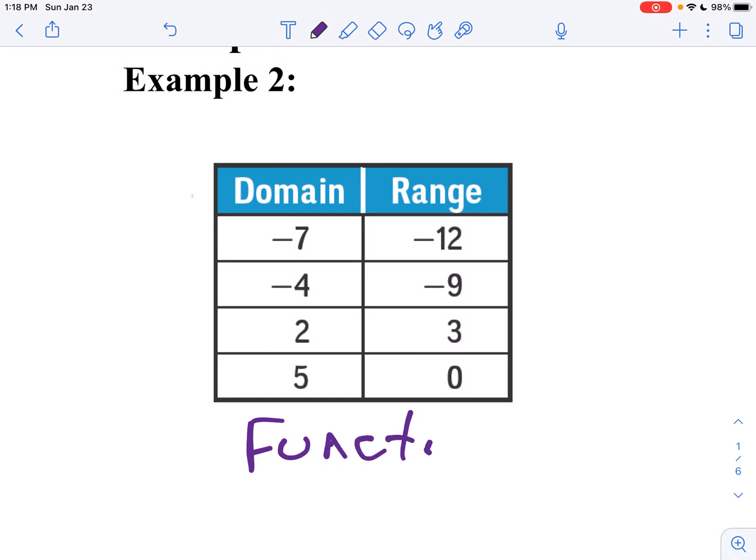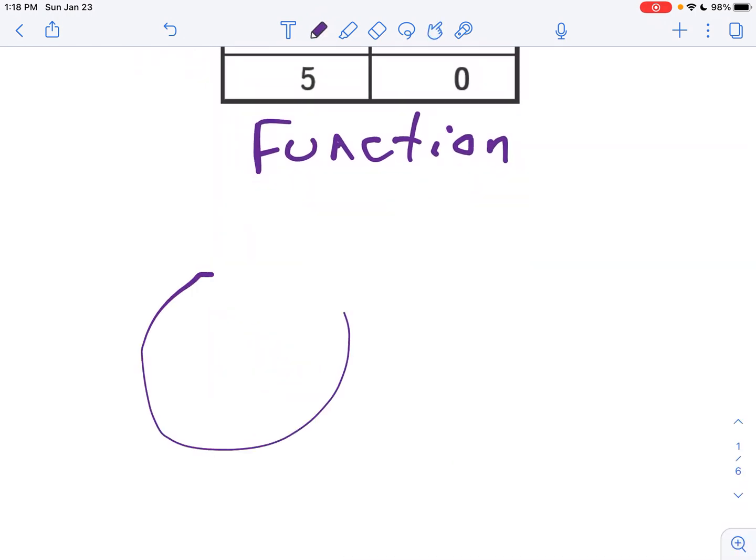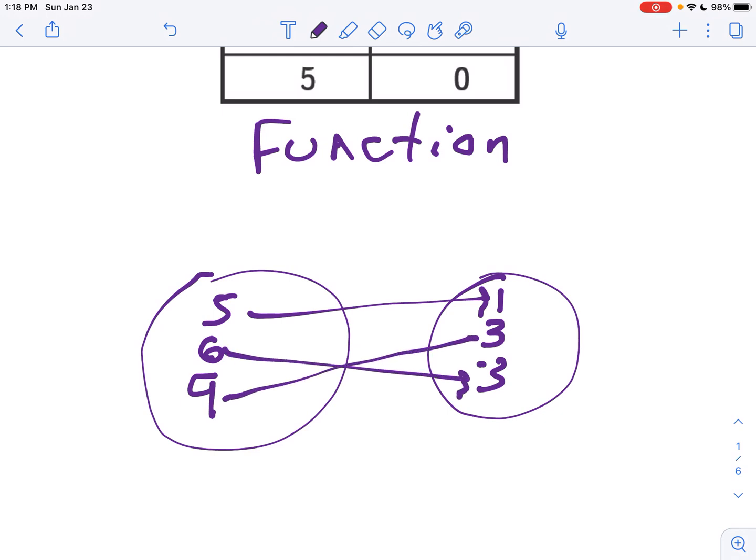So you might ask yourself, is everything a function? No, not everything is a function. Let me give you an example of something that's not a function. Let's say I've got the numbers 5, 6, and 9. And let's say over here I've got the numbers 1, 3, and -3. Let's say 5 goes to 1, 6 goes to -3, and 9 goes to 3 and -3. This is not a function.